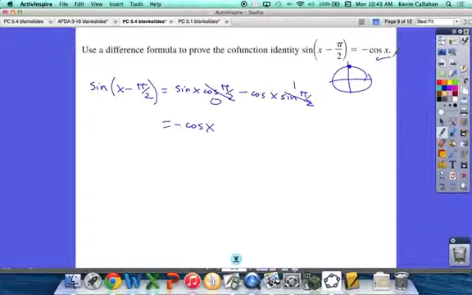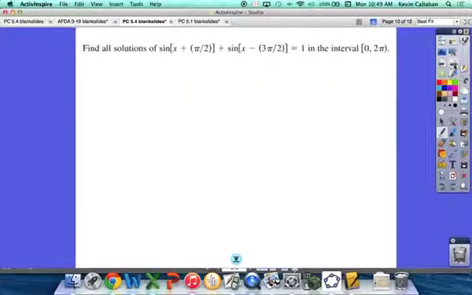Now if you were given this, verify this identity, you could have skipped that whole part of showing, oh, they switched the order of that. If you're just given this and told to verify it, then use the difference formula. I think this is the last one.